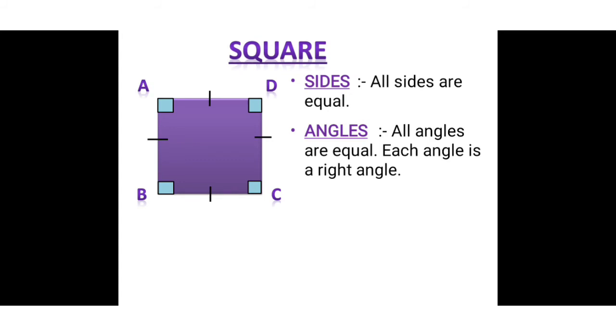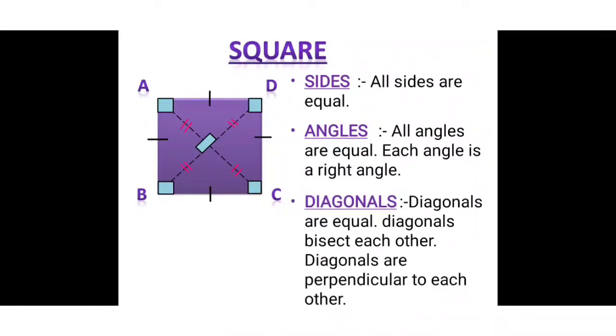And how is it different from rhombus? The angles. If you notice, rhombus has opposite angles that are equal, whereas here all angles are equal and each angle is a right angle, which means it will measure 90 degree. Diagonals bisect each other and are also perpendicular to each other. So they form 90 degree wherever they bisect.